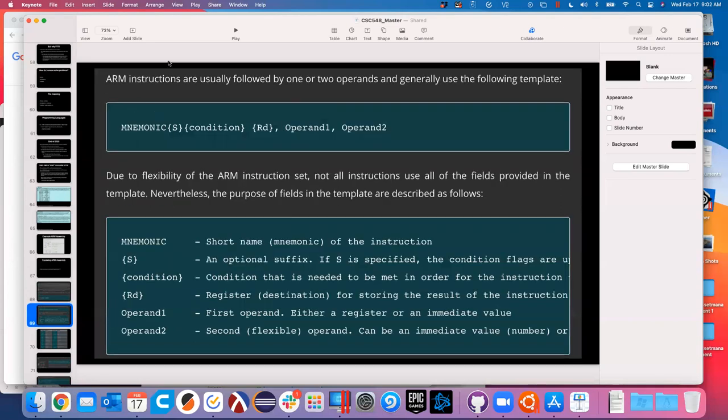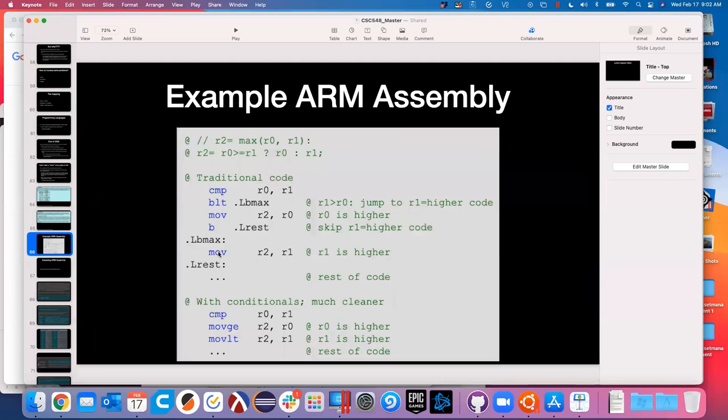All right, so if we look at ARM instructions generically, so here's just a generic format for an ARM instruction. So we have some mnemonic, and we look at them down here. So a mnemonic is a short name of the instruction. So we saw a couple up here like move, M-O-V, move something from one place in memory to another one, compare some things, branch if less than. These are the mnemonics that hopefully kind of have a meaning to them when you look at them.